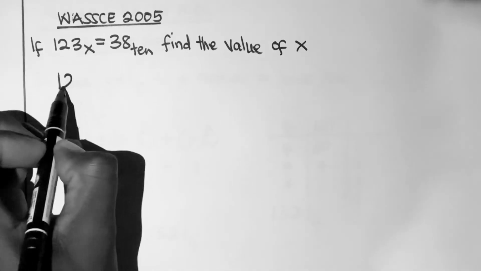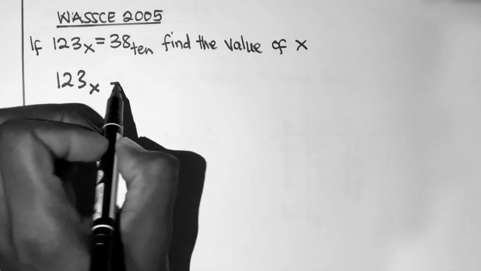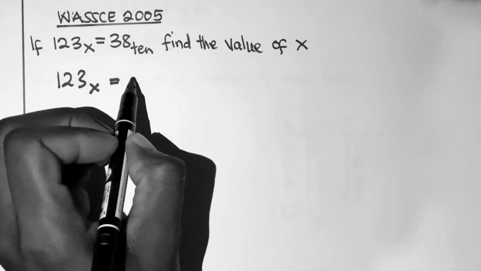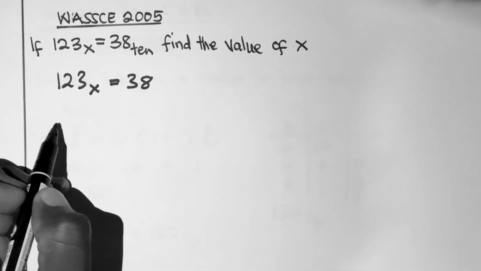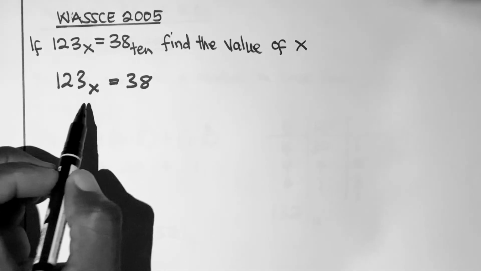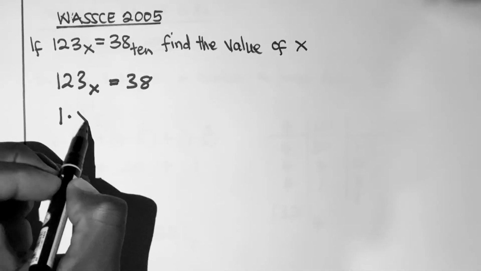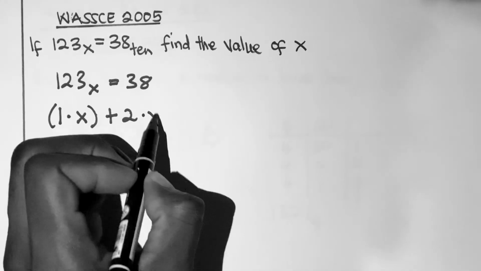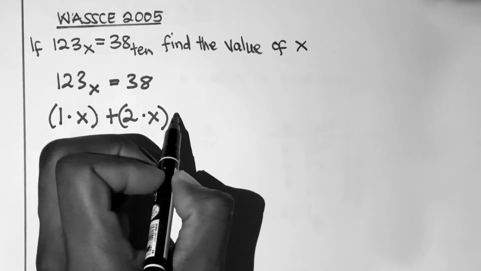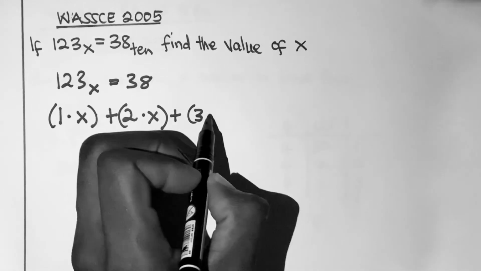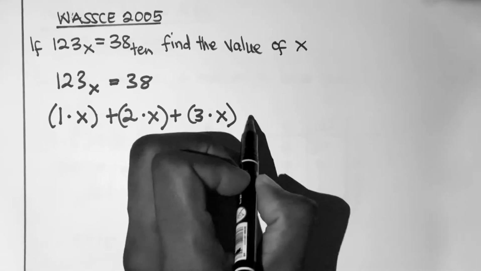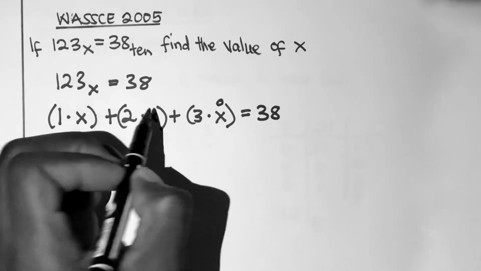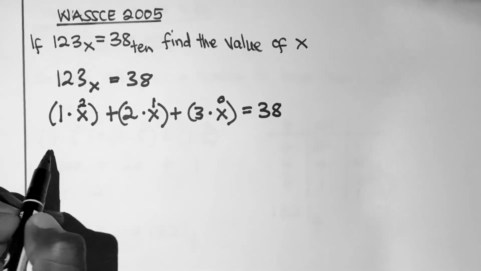So 123 base x is equal to, any number that is written without a base is in base 10, so we can say it's equal to 38. Just as we did in the previous example, this becomes 1 times x squared, put it in one bracket, then plus 2 times x, put it in another bracket, then plus 3 times x to the power 0, put it in another bracket, and that is equal to 38. So you start from here. Here is 0, 1, and then 2.